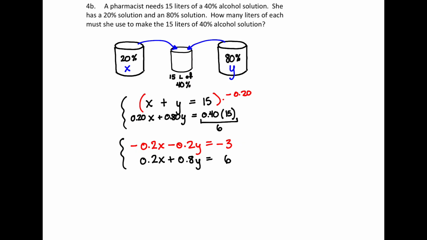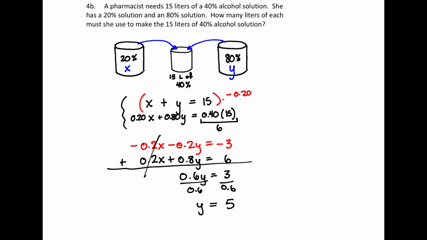Okay, there we go. Adding those up, these cancel. So I get 0.6y equals 3. Divide both sides by 0.6, and I get y is equal to 5. So I found y, and y represents the 80% solution. So I need 5 liters of the 80% solution.